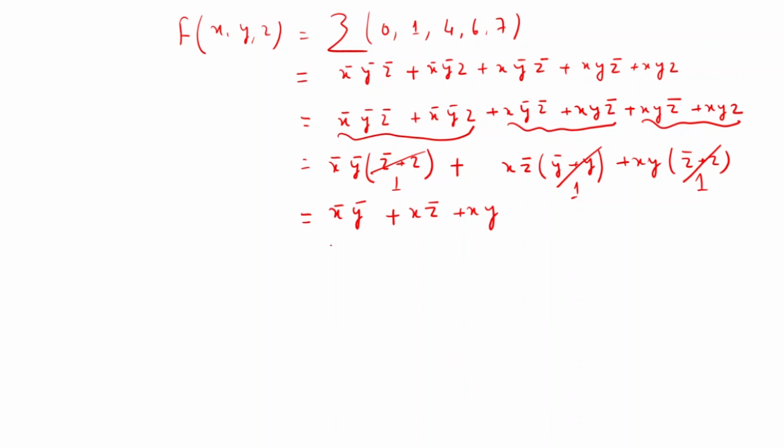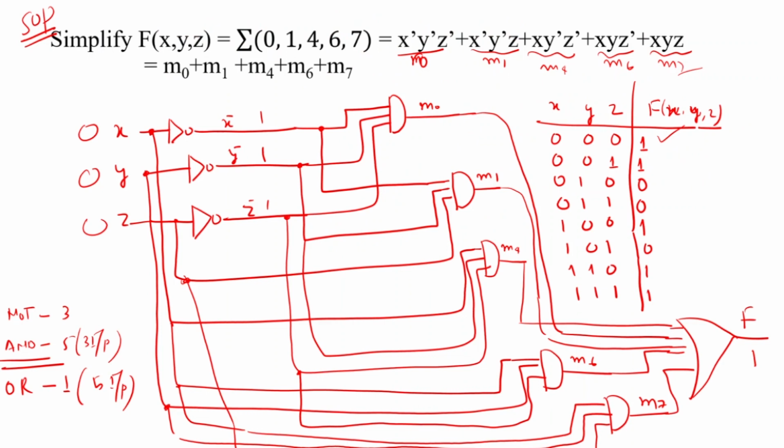So when we see this function and this function, how many min terms are present? In this, a total of 5 min terms are present. Here, how many min terms are present? Only 3 min terms are present. When we design the original circuit, 5 AND gates are required, 3 NOT gates are required, and 1 OR gate is required. Each AND gate is a 3 input AND gate and the OR gate is a 5 input gate.